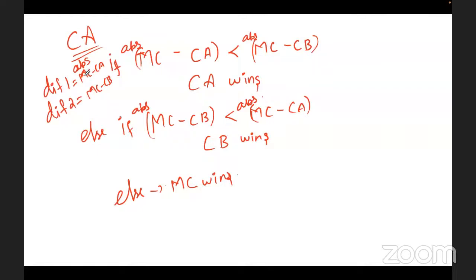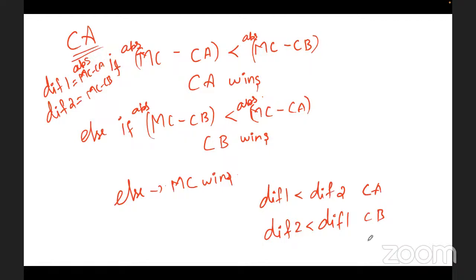So if difference one is less than difference two, that means I'm taking cat A. If difference two is less than difference one, cat B. Or else, for sure, mouse. That's it. So here is the if, here is else if, and here is else if. Have you got an idea, right?